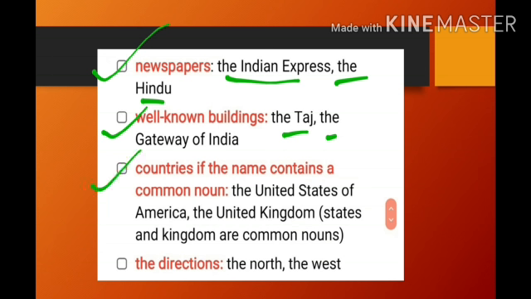Well-known buildings, before the name of any well-known buildings also we can use the Taj, the Gateway of India. Countries, if the name contains a common noun, the United States of America, the United Kingdom. Okay. The directions, कोई भी डायरेक्शन से पहले the North, the South, the West we can use. Understood? So if you have any kind of problem regarding this chapter, you may ask, and I will give you some questions also. After watching this video, you have to solve the questions and be ready for live class, short live class.